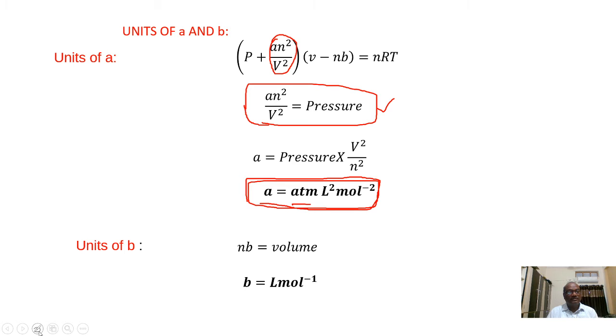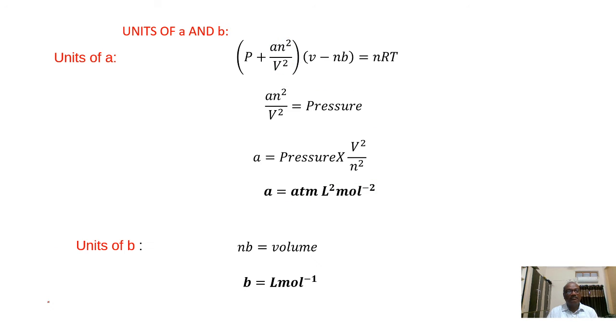Let us see the units of b. b is called the covolume or excluded volume. In this equation, V − nb represents the volume term, so nb also will have the units of volume.